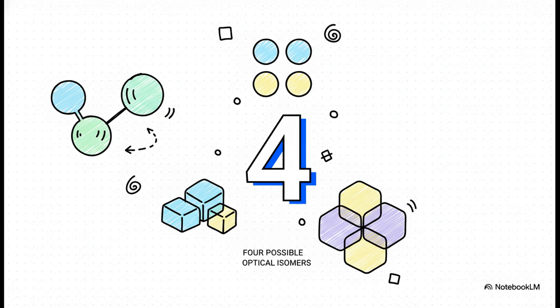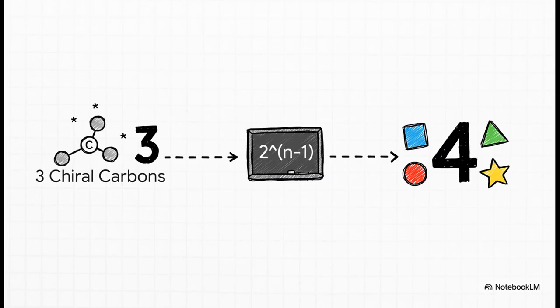Puzzle solved. So let's do a quick recap of how we got here. It was a pretty logical path, right? We started by finding those 3 chiral carbons. That was key. Then, we noticed the molecule was symmetrical. And because of that symmetry, we knew to use the formula 2 to the power of n-1. Plugged in our number, and bam, it led us straight to the answer, 4 optical isomers.